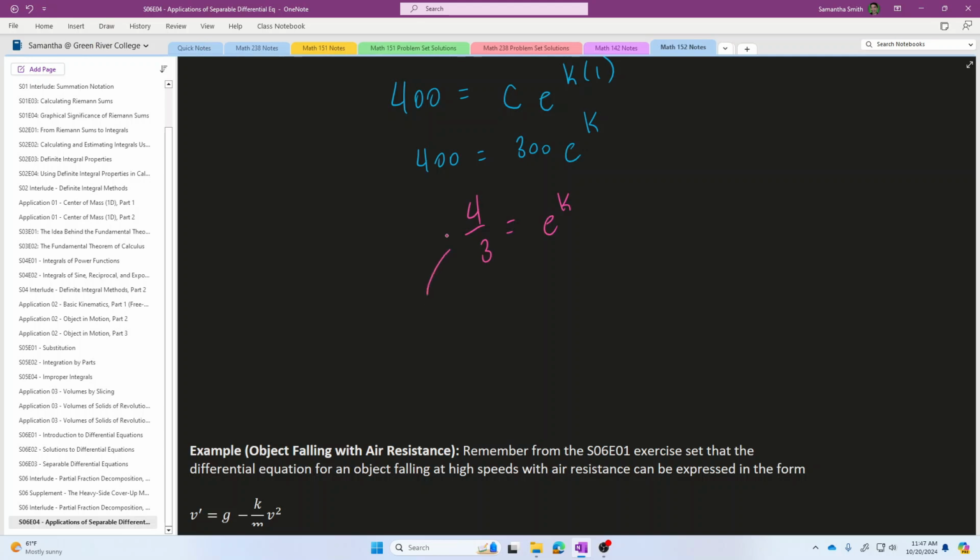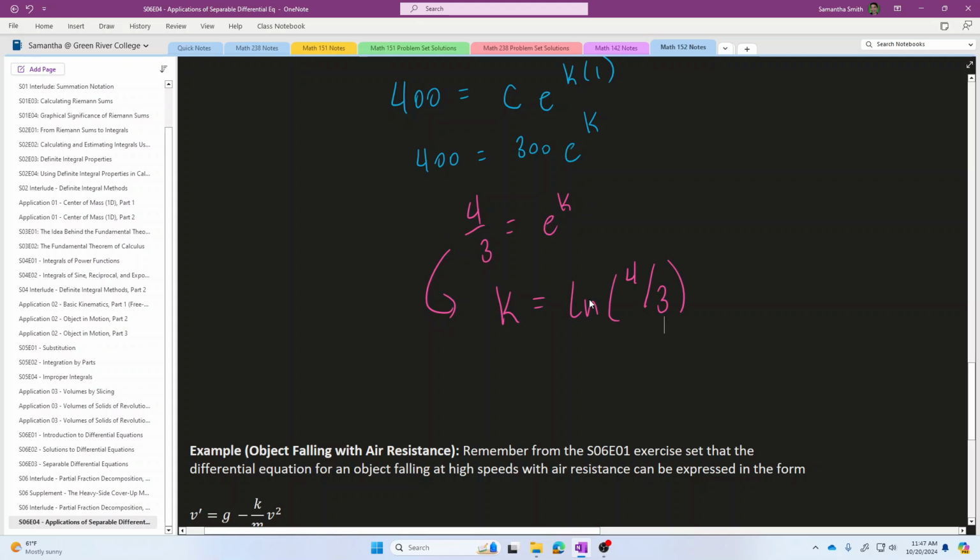From this, we can get the value of k just by using a natural log to eliminate the exponential that is sort of keeping k trapped on the right-hand side of this equation. The value of k is going to be equal to natural log of 4/3.